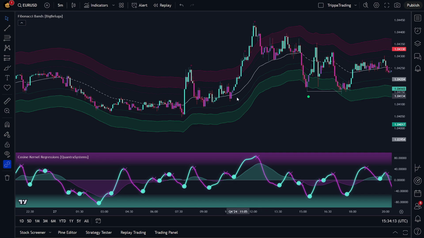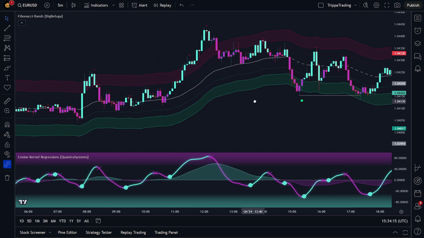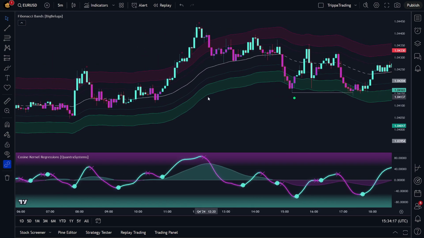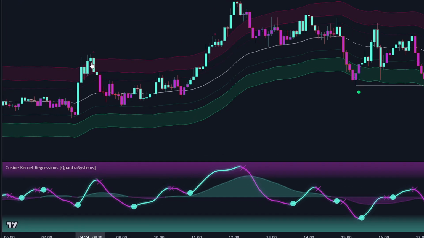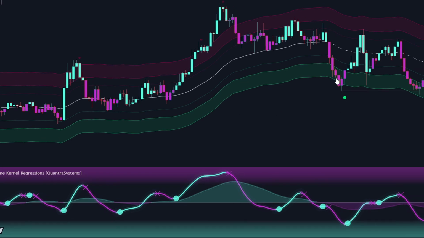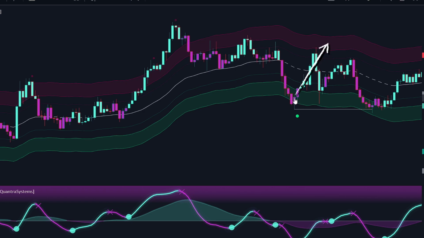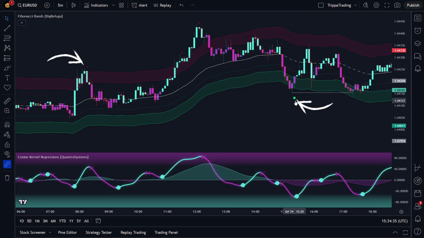Traders use Fibonacci bands to predict where the price might reverse or continue its movement. For example, if the price approaches an upper band, it might indicate that the market is overbought and due for a pullback. Conversely, if the price nears a lower band, it might suggest an oversold condition and a potential upward move. These green and red circles are sort of buy and sell signals from this indicator, and we are going to be using these also in our strategy.